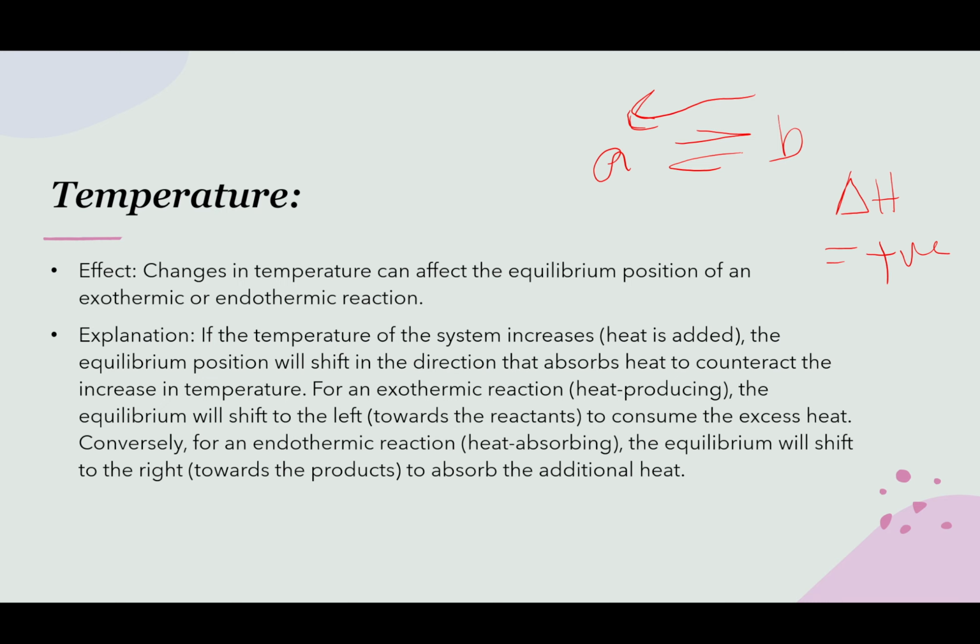Alright? So if you're talking about an endothermic reaction, the equilibrium will shift to the right to absorb additional heat. In the case that you're increasing the temperature, let's say that the forward reaction here, A to B, is endothermic. If you're going to be increasing the heat, it's going to be shifting to the right. So it's going to be trying to absorb that additional heat specifically.